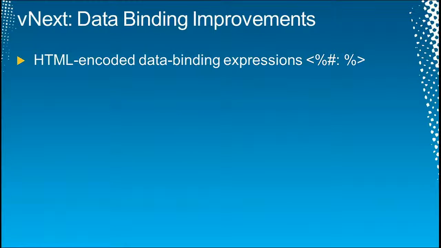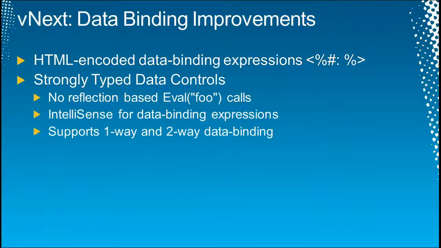So some of the things that we are doing, some small things: HTML-encoded data binding expressions. In version 4, we introduced the angle bracket percent colon syntax, which auto-encodes a response right out to the page. Well, we have the same thing for data binding now. So we have angle bracket percent pound, data binding expression, colon, which will now server-side HTML encode your output.